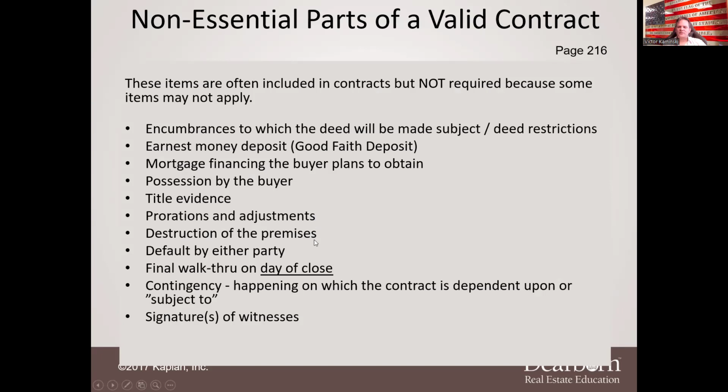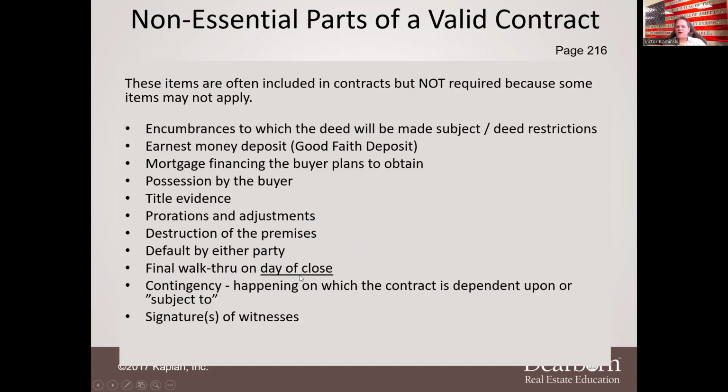Destruction of the premises. We usually have something in our contracts pertaining to this, but it's not required to be in there. What happens in the event that the house has a fire while you're under contract and it burns down or something, default by either party? What if either party defaults? What would be the consequence? You don't have to write that in a contract, but our contracts usually state these things.